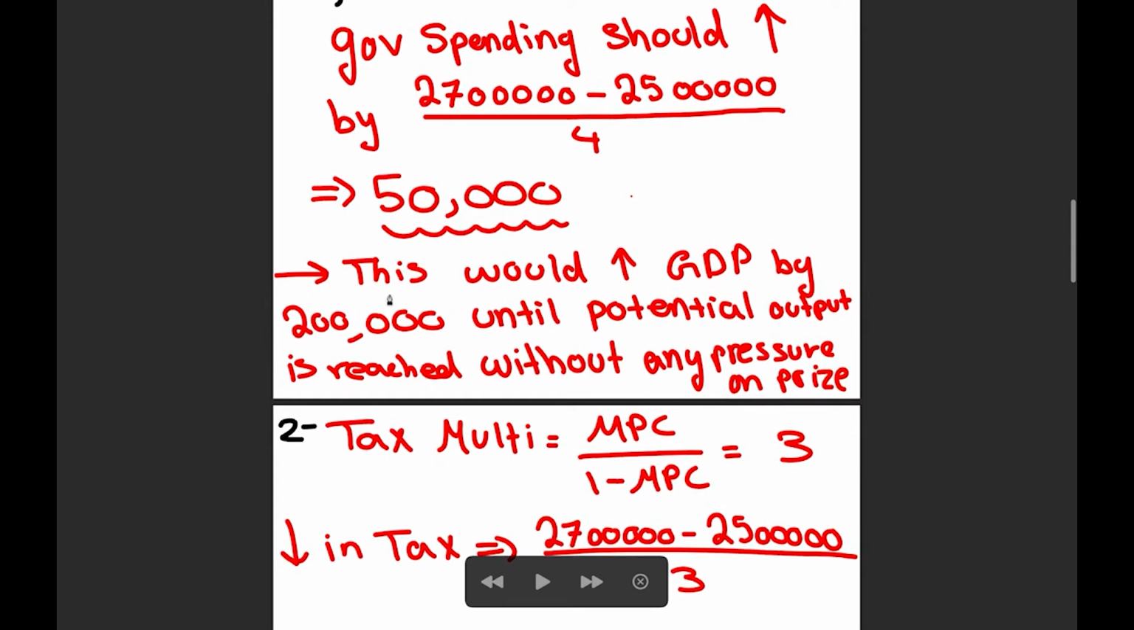So my conclusion would be, this would increase GDP by 200,000 until potential output is reached without any pressure on the price. Now you may ask me, how did you get this number? How did you get 200,000? Easy. 2,700,000 minus 2,500,000 is equal to 200,000. That's how much I need to increase my GDP by.